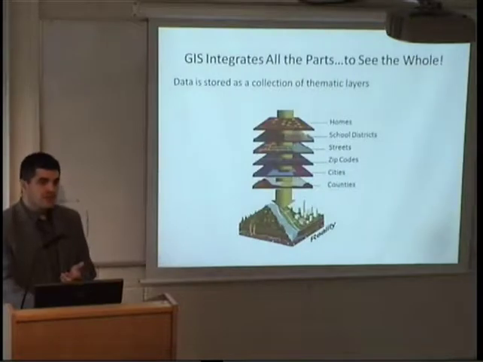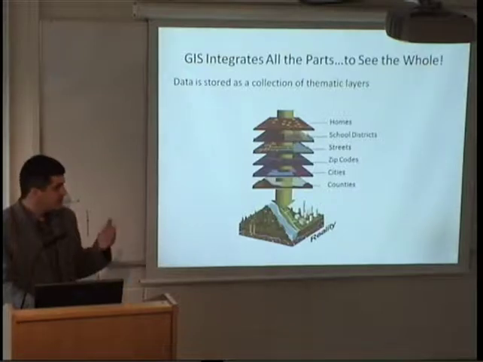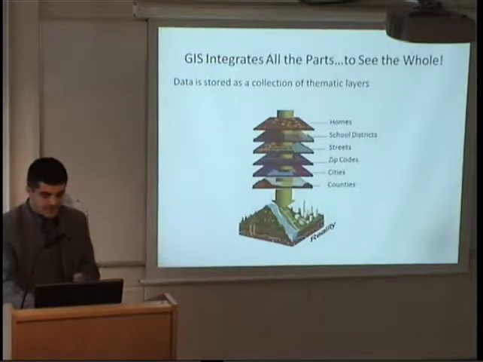So how does GIS store data? In order to represent reality, GIS stores data using several layers. In this example, you can see that we can have layers for counties, cities, schools, homes, streets, and other features. And the composition of these layers represents the model of reality in GIS software.